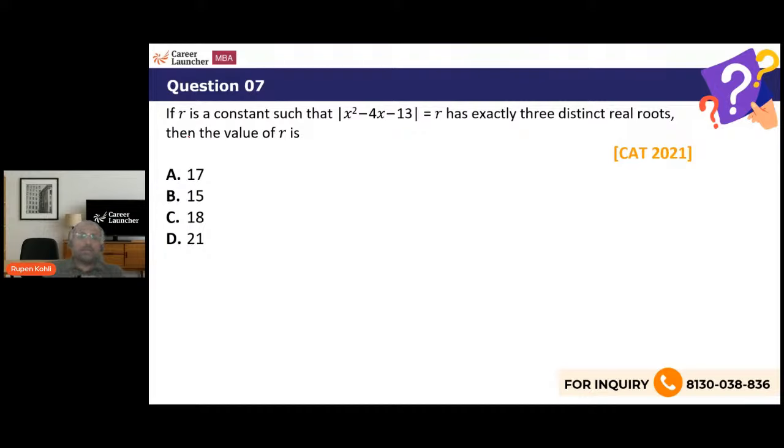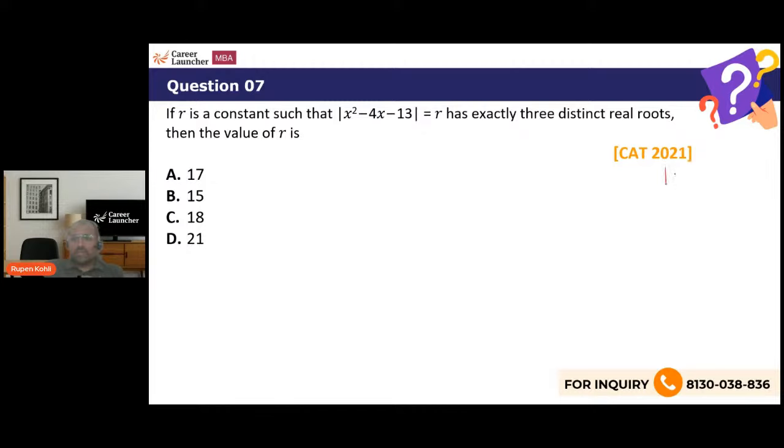If R is a constant such that the modulus of a quadratic expression equals R. Remember, this time he's not saying R is an integer. However, all the options are integers. Mod of x square minus 4x minus 13 equal to R has exactly 3 distinct real roots. What's the value of R? 3 distinct real roots. So the base concept, again, I have said this already.